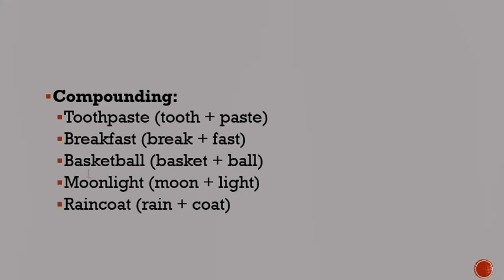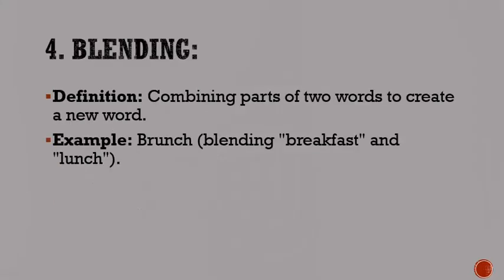Moon and light combine together to form the word moonlight, and rain and coat combine together and you get the word raincoat. So this technique is called compounding. Two independent meaningful words, you combine them together and you get a new word. This is called compounding. And now what is blending? You must not get confused between compounding and blending. So listen carefully. Blending means combining parts of two words to create a new word. See, parts of two words are combined together to create a new word. See, for example, brunch.